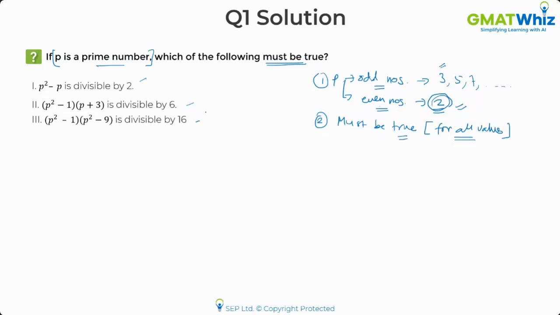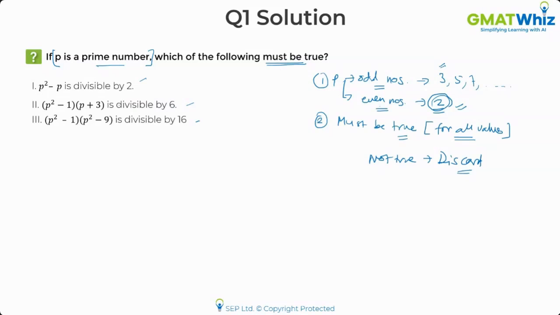If any of these statements is not true for even one case, then you have to discard that statement. This is very important, please keep it in mind. So the first thing is taking even and odd numbers. The second thing to keep in mind is that while substituting values and checking the cases, if you come across a scenario where the condition is not being satisfied, then you can discard that particular statement and say this is not a must be true kind of statement.